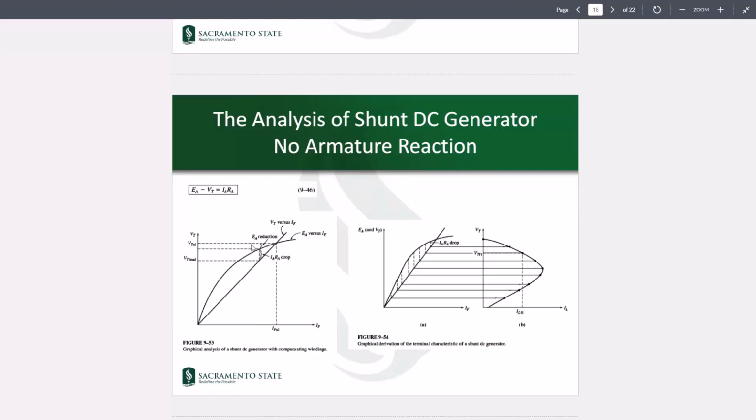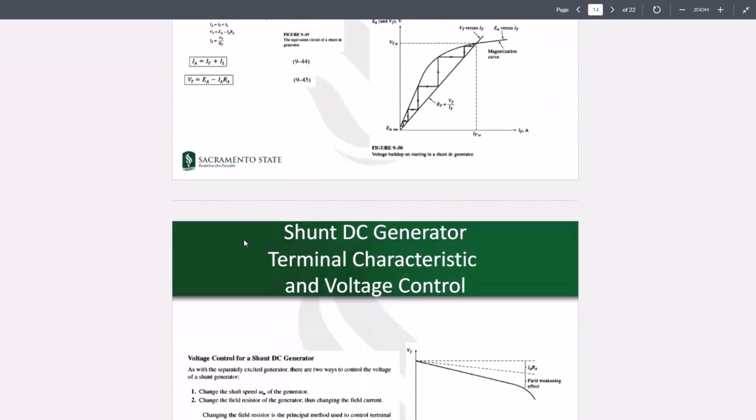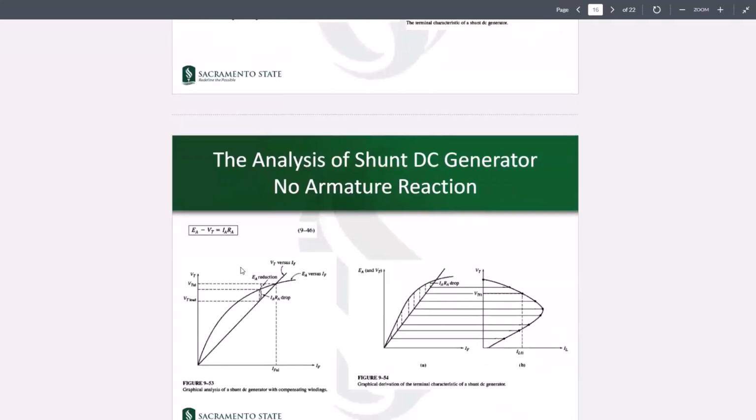So if you look at basically the two curves, one is EA, or the magnetization curve of your generator, which shows you EA versus IF, and then you intersect that with VT versus IF, which would be basically the same as the slope of the excitation circuit. If you intersect these two, then the difference between EA and VT would be RAIA. So through this, you can come up with a visual method.